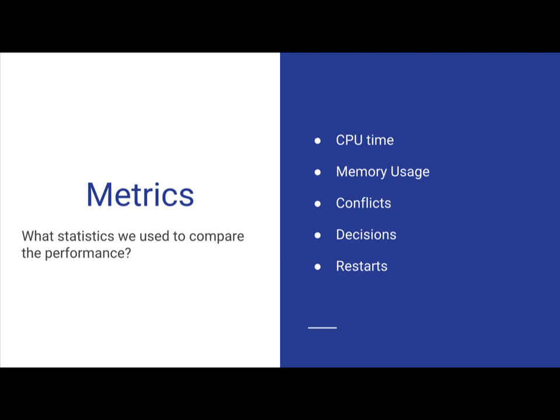MiniSat is a typical DPLL algorithm used to solve the SAT problem. Conflicts, decisions, and restarts are the techniques used in DPLL algorithms. So the metrics which we used are the number of conflicts that occurred, the number of decisions taken, and the number of restarts that happened while solving the given encoded CNF.